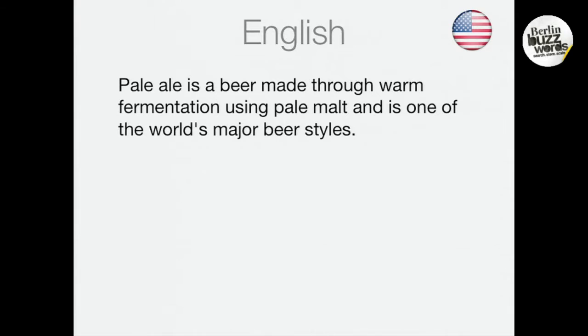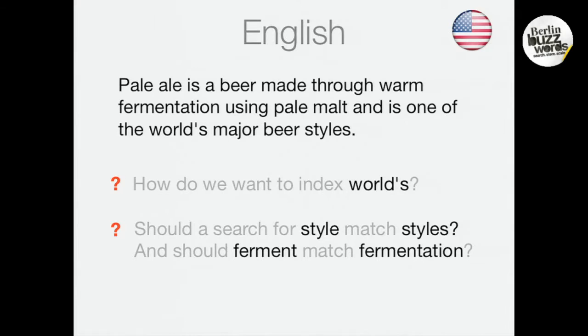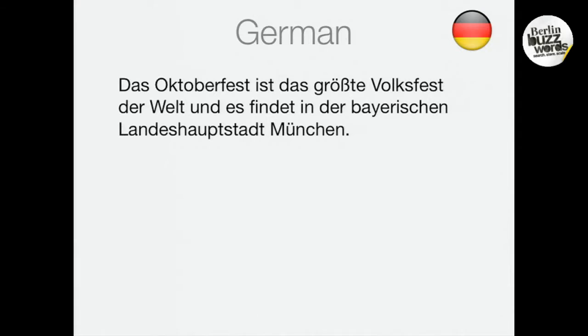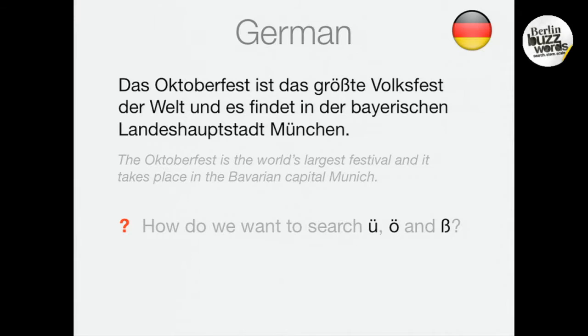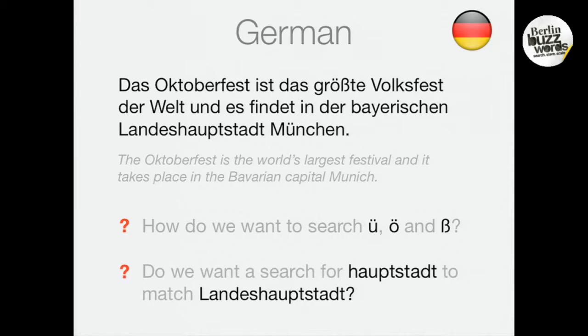How do you want to index this word? And also, should a search for style match styles? Should ferment match fermentation? With German, how do we want to search these characters? These are things we somehow need to decide. What about a search for Hauptstadt? Do we want that to match Landeshauptstadt? Would be nice, perhaps.